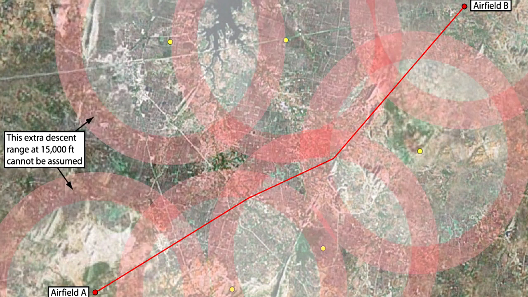But the extra glide range achievable because of the higher altitude may not be assumed when complying with the regulations, because at higher altitude the aeroplane's climb rate is less than 300 feet per minute. Therefore, the direct track from Airfield A to Airfield B cannot be flown. The aeroplane must still fly a track which takes it within the glide range achieved at 10,000 feet.